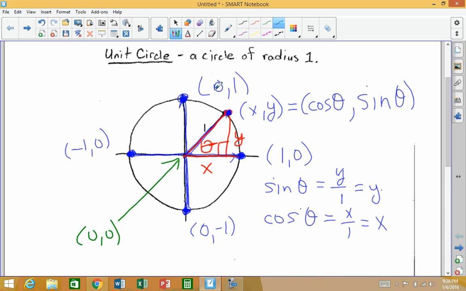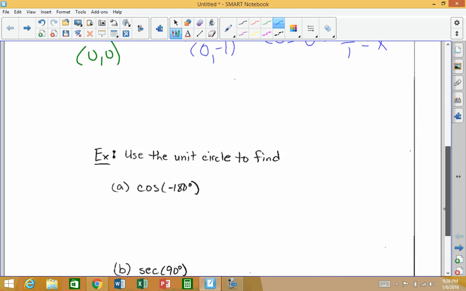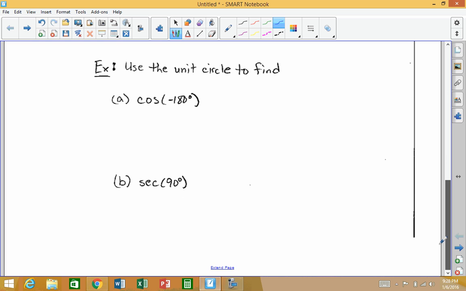All right, so let's go ahead and start doing that. Let's take a look at some examples here. Okay, so here you can see that we want to use the unit circle to find the cosine of negative 180 degrees. So let's talk about negative 180 degrees here. So I'm going to draw a little circle.